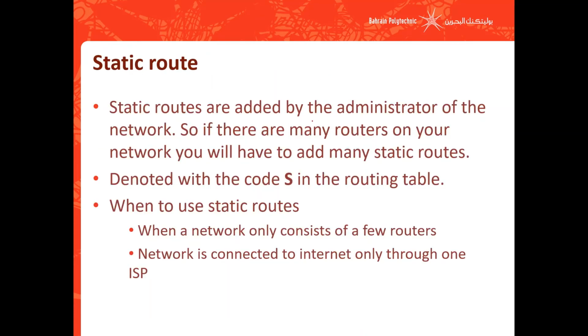Now, static routes are added by the administrator of the network, so they're added manually, okay? And if there are many routers on your network, you will need to add many static routes. So that's the disadvantage of using the static route. You have to add it manually, and if there are many routers, let's say there are 10 routers on your network, you need to add all those routes there, okay? Again, like I said, it is denoted by the symbol S in the routing table.